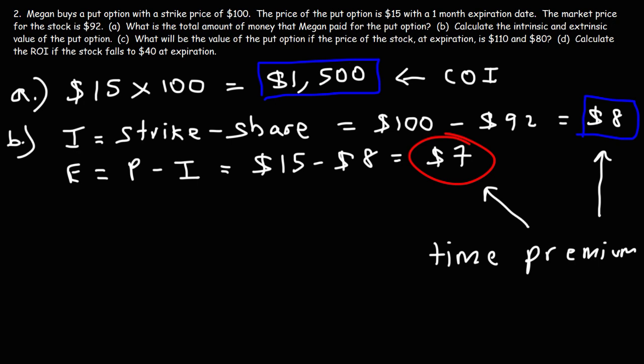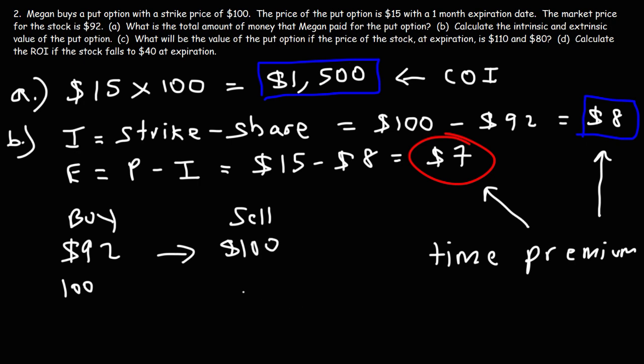So let's think about what that $8 represents. Keep in mind, the put option gives her the right to sell the stock at 100. So Megan can go to the market and purchase the stock for $92. She can then exercise her right to sell the 100 shares that she bought at $92, and she could sell it at $100. And so she's going to make $8 per share, which is the intrinsic value of the put option.